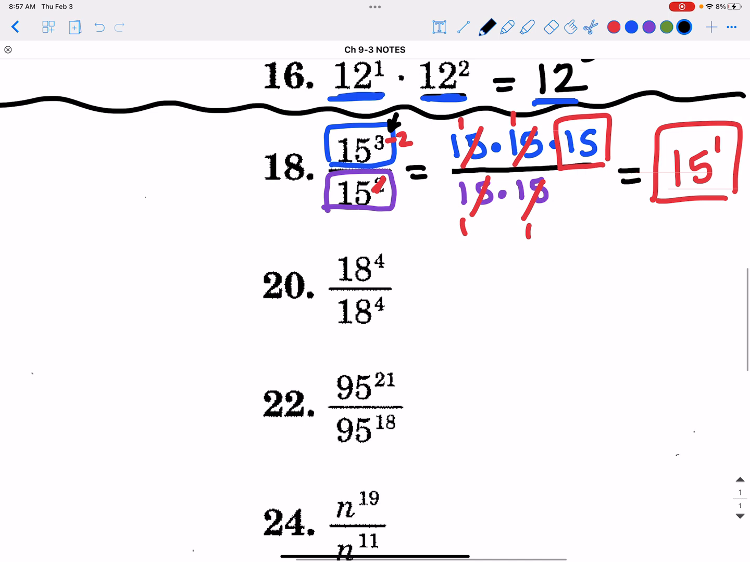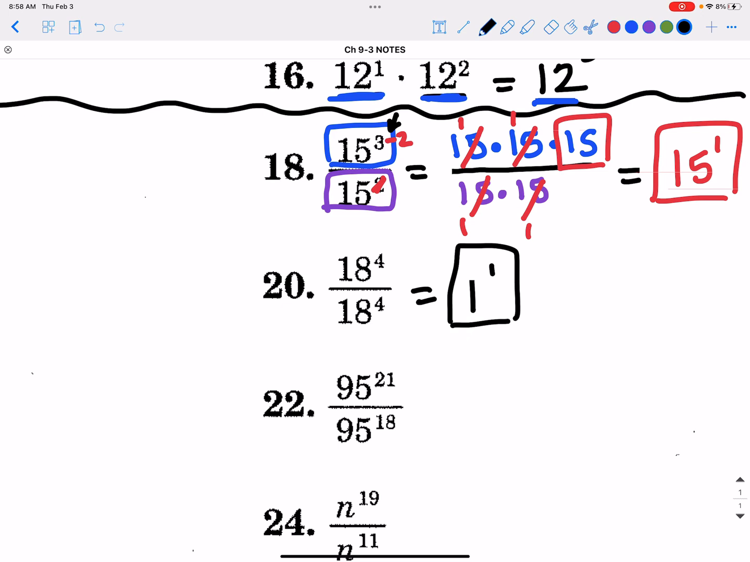Now, we know that anything over itself, right? What's anything over itself? No matter what it is, anything over itself cancels out to 1. And if you want to write it with an exponent to really stay true to the example or to the instructions, we can put a 1 as the exponent. Okay?